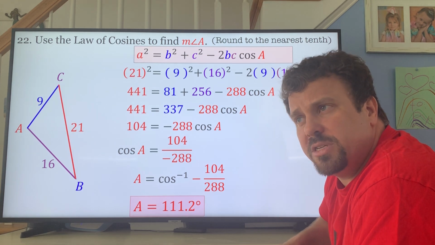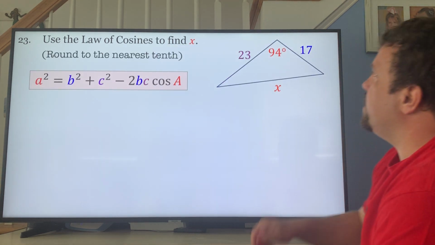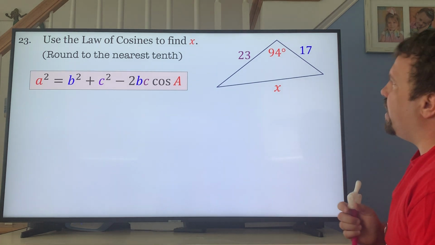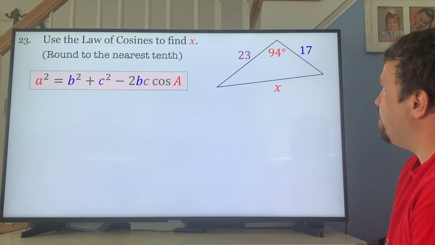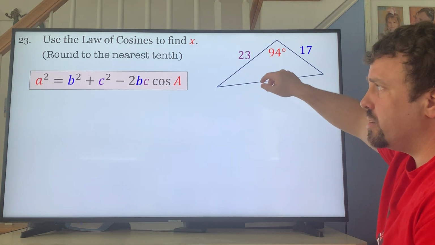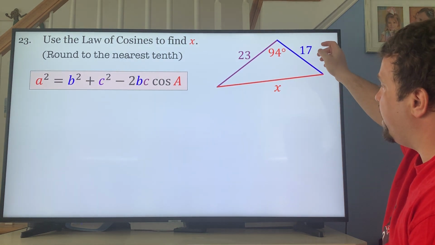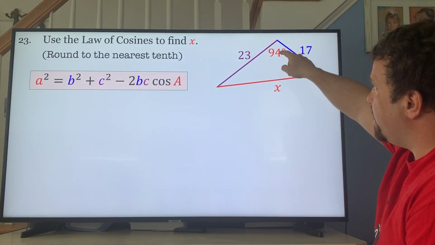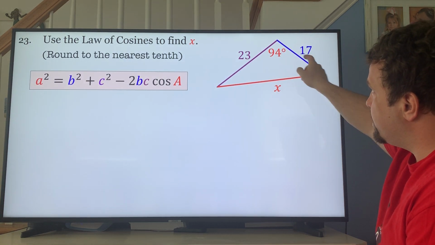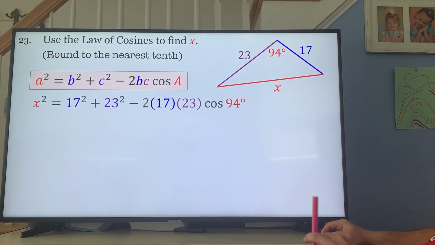If you didn't get it, just keep practicing. Problem 23, last problem of the day. Use cosine to find x. Now we're finding a side. There are no letters here, so we can make up our own letters. We'll make up our own picture. We'll call this A, this little a, this little b, this little c. And b and c don't matter.